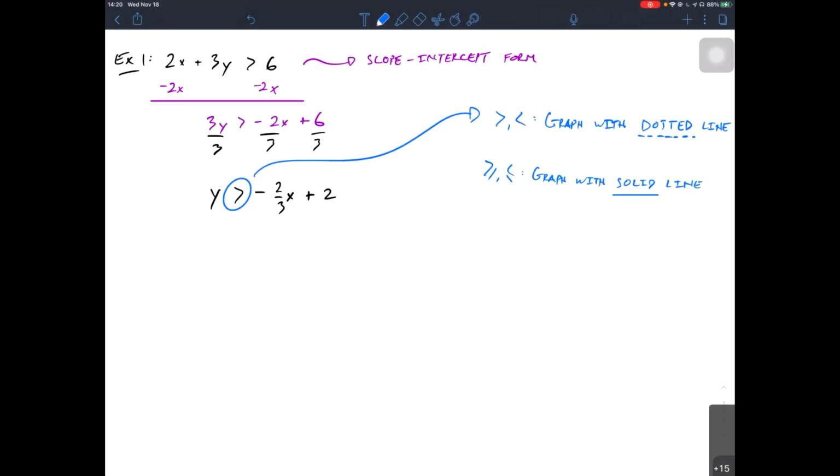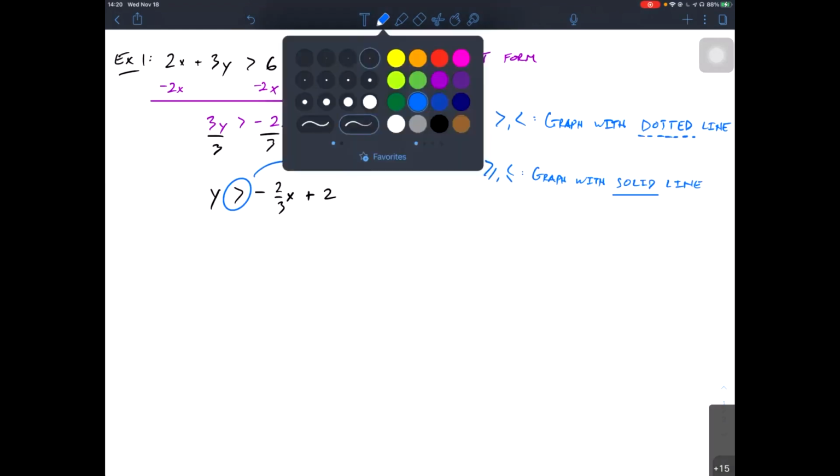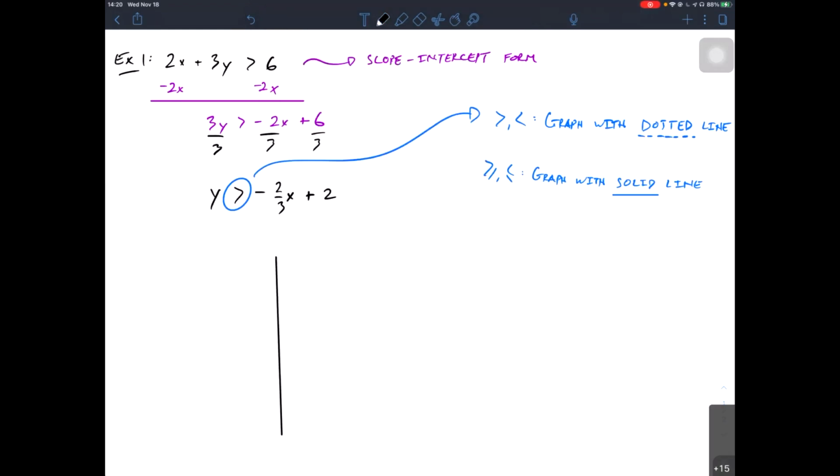Second is that you just graph it like normal, right? So here is your coordinate plane, with the y-axis and x-axis, and the numbers 2, 3, 4, 5.